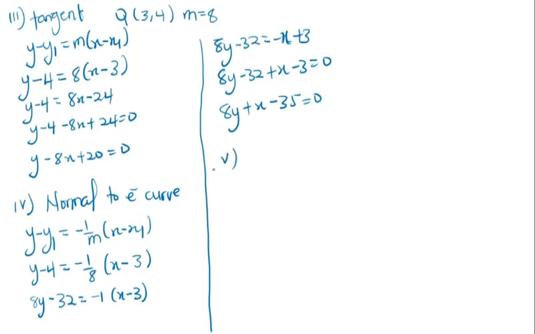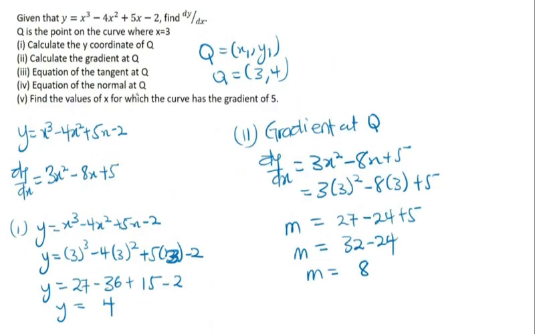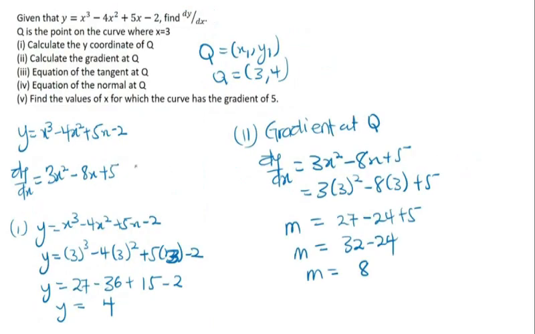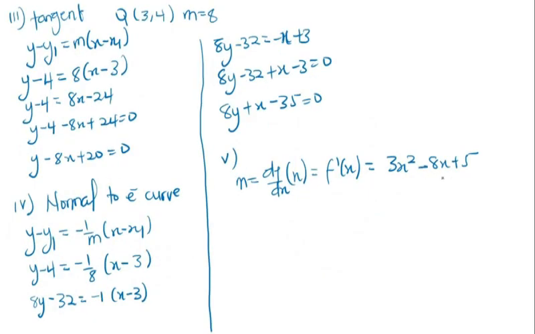So now let's look at the final aspect of the question. The final aspect is telling us, let's go back and see, we have to find the values of x for which the curve has the gradient of 5. So for the curve to have the gradient of 5, it means our m is equivalent to dy/dx, or the f prime of x, which is 3x squared minus 8x plus 5. This is the differentiation that we had when we differentiated the equation that we are given. So it's just the same thing that I'm writing over here.